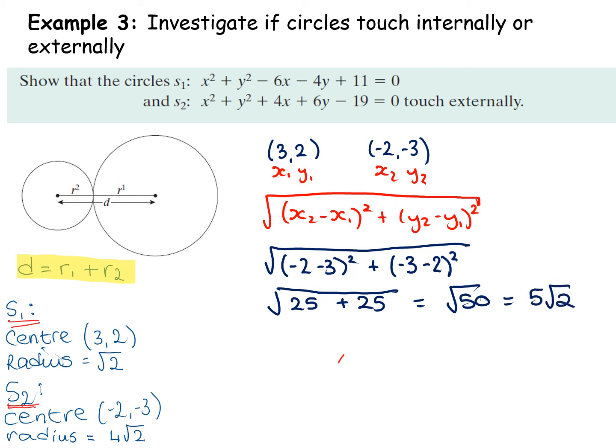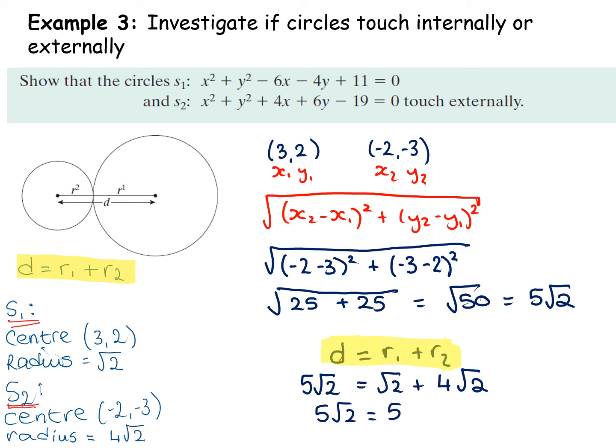So now I want to compare it. So d is equal to radius 1 plus radius 2. That's been my formula since the start, based on the picture there on the left. So d being the distance between the centers, r1 being the first radius, and r2 being the second radius. The distance between their centers is 5 root 2. Radius 1 is root 2. Radius 2 is 4 root 2. 5 root 2 equals 5 root 2.